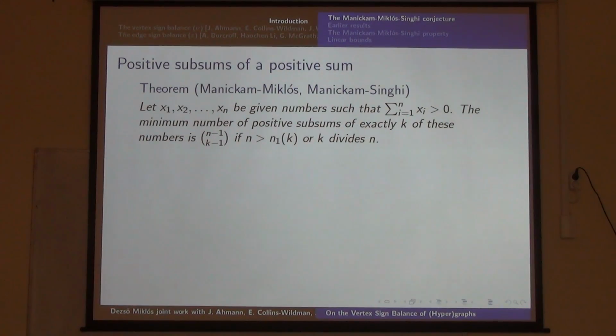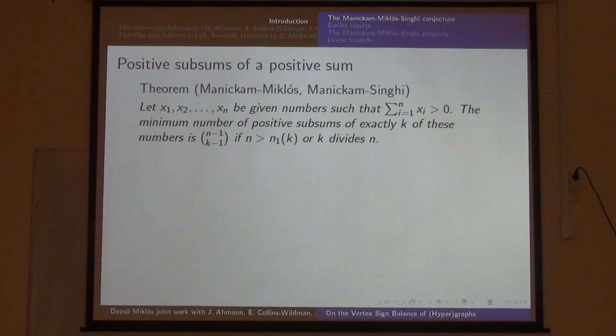And as somebody from the audience guessed yesterday, as I said, we are minimizing. So in this case, you have one positive number and all the others are negative, like Andrea pointed out. So you have to put the positive number among the k numbers, and you get n-1 choose k-1.